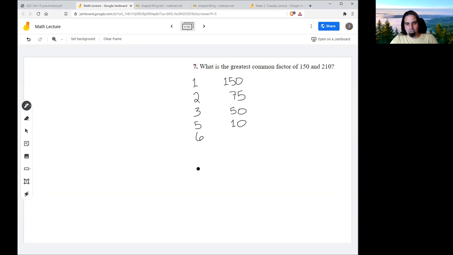Does 6 work? It will, because 2 and 3 both work. If I don't want to do 150 divided by 6, I could say, well, for 3 it was 50. So for 6, it's going to be half of that. I'm going to take a 2 and move it here to make 6. So what's 50 divided by 2?